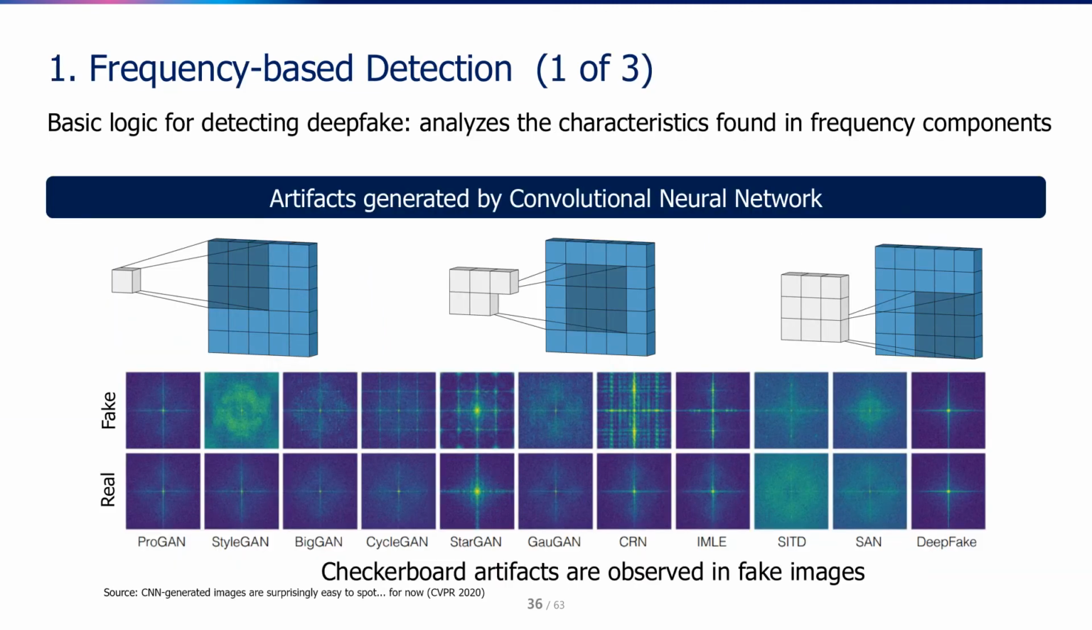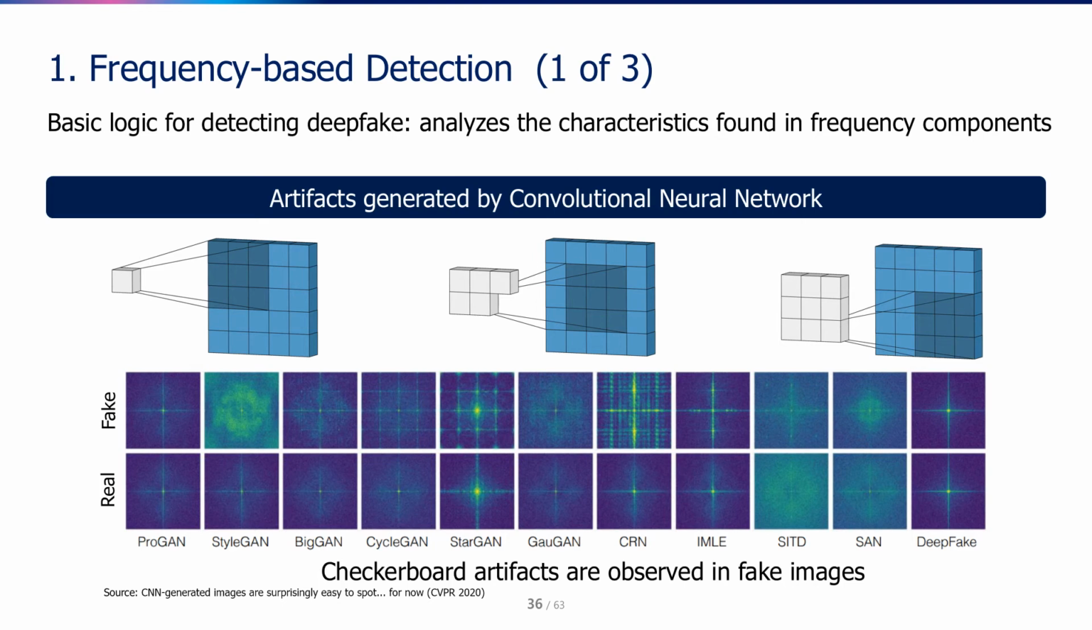First, for the frequency-based detection, we convert the images into the frequency domain and utilize the differences in frequency components between the real and fake images. Due to the upsampling process of GAN model architectures, fake images contain checkerboard patterns appearing in the frequency spectrum. As you can see, the checkerboard patterns are quite distinctive in the fake images, especially those in the center: CycleGAN, StarGAN, and CRN.